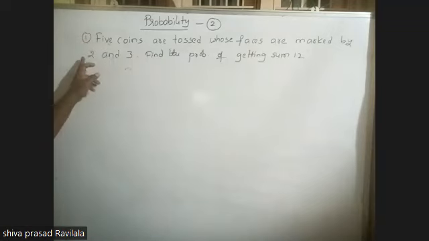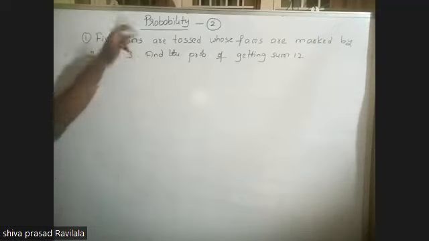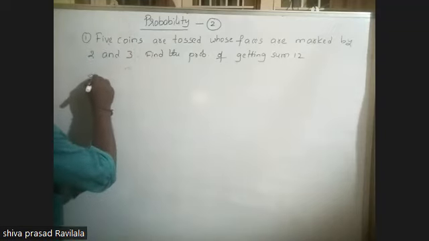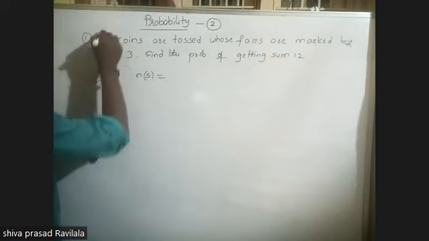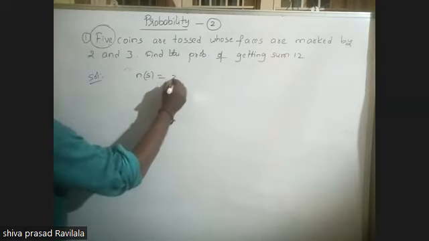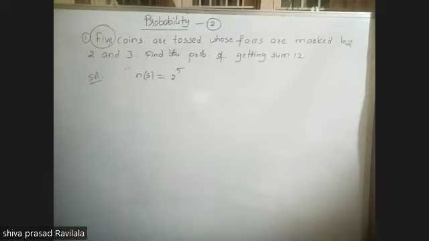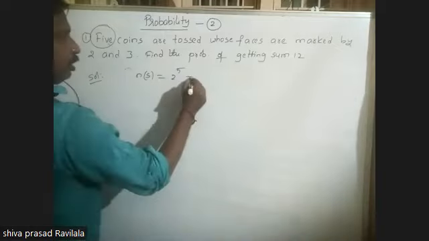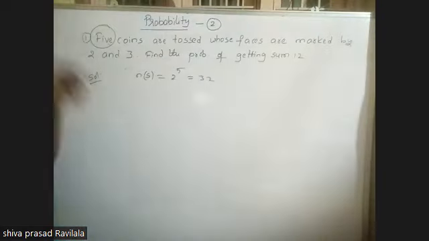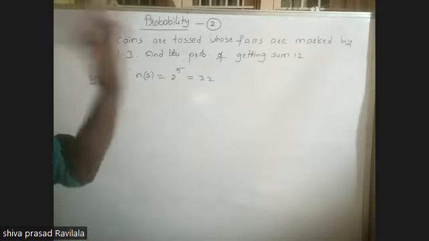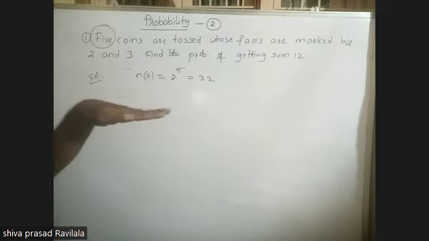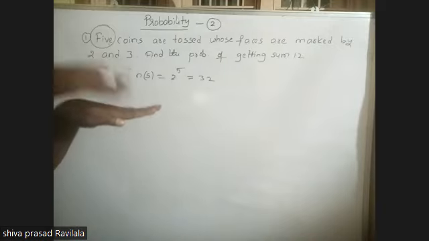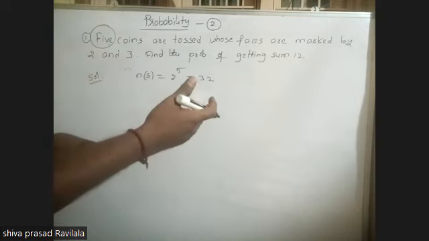For example, how many cases exist in this? N of S, no doubt. 5 coins are tossed means you directly write N of S is equal to 2 power 5, and that is equal to 32. And second thing, let capital A be the event that the sum will become 12 when 5 coins are tossed. Sum of the tops of the coins will become 12.